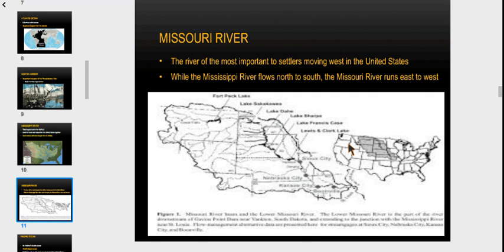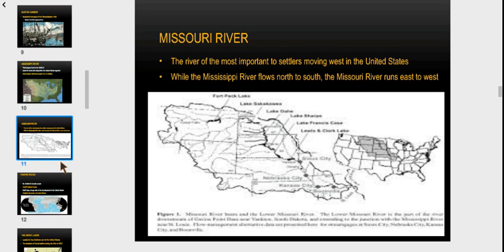Again, I took the note, while the Mississippi River flows north to south, again, Mississippi River goes from here to here. The Missouri River runs from here to here. Very important.